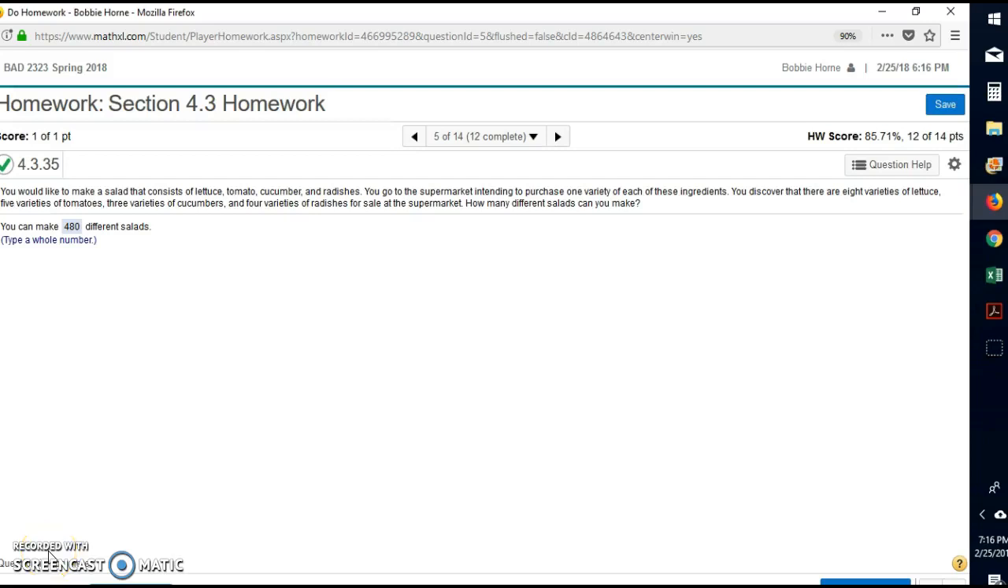Okay, we're looking at question number 5. You would like to make a salad that consists of lettuce, tomato, cucumber, and radishes. You go to the supermarket intending to purchase one variety of these ingredients. You discover that there are 8 varieties of lettuce, 5 varieties of tomatoes, 3 varieties of cucumbers, and 4 varieties of radishes. So it says, how many different salads can you make?